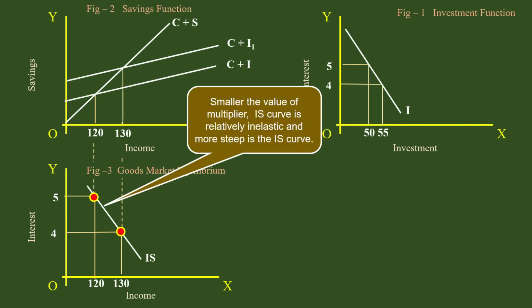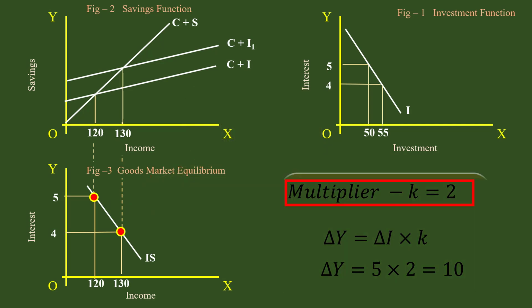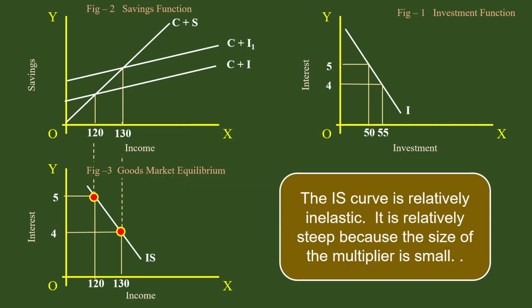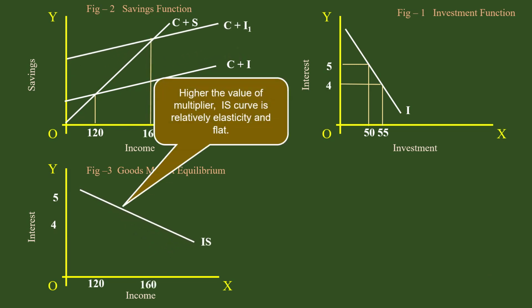Smaller the value of multiplier, IS curve is relatively inelastic and steep. Look at this graph. This is the same graph which I have displayed first. The multiplier value is 2. The size of multiplier is small. The IS curve is relatively inelastic. It is relatively steep because the size of the multiplier is small. Higher the value of multiplier, IS curve is relatively elastic and flat.